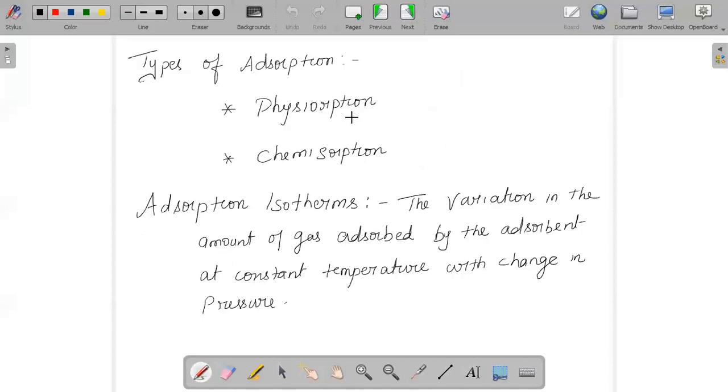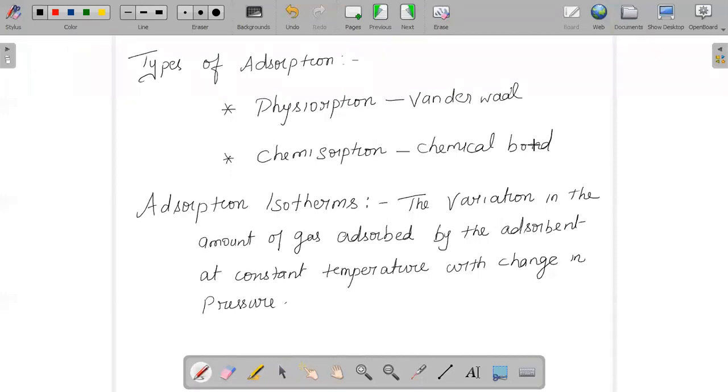There are two different types of adsorption: physisorption and chemisorption. Physisorption occurs because of van der Waals force of attraction, and chemisorption is caused by chemical bond formation. We should learn the difference between physisorption and chemisorption.